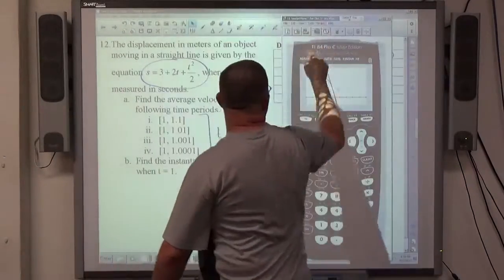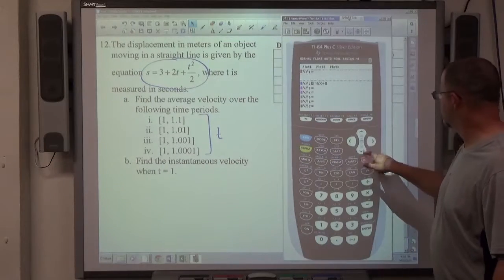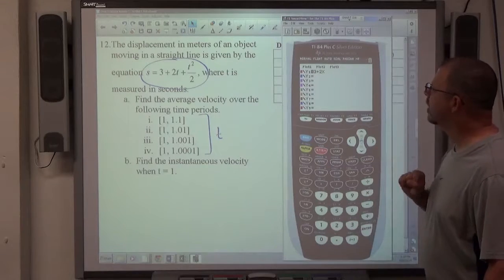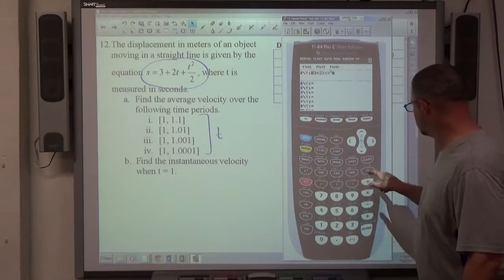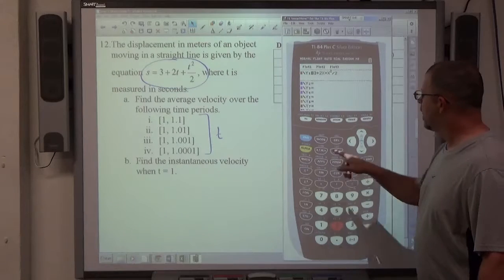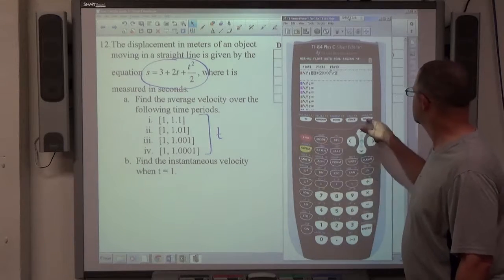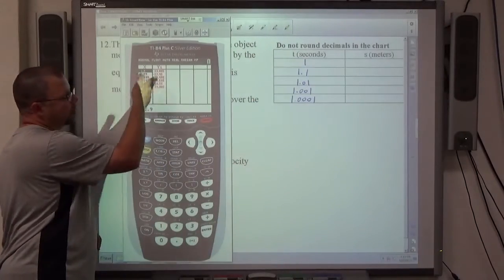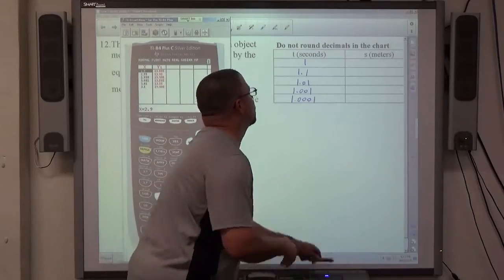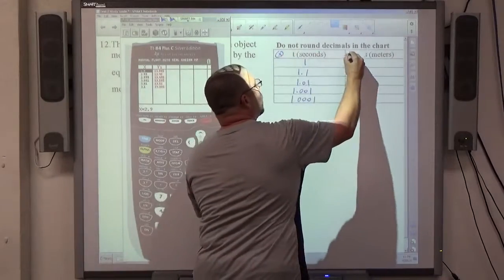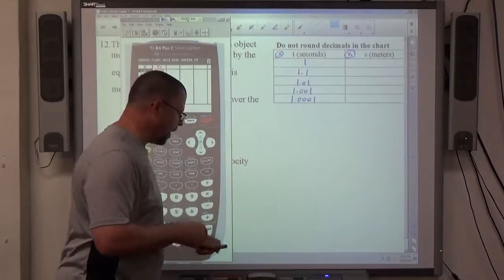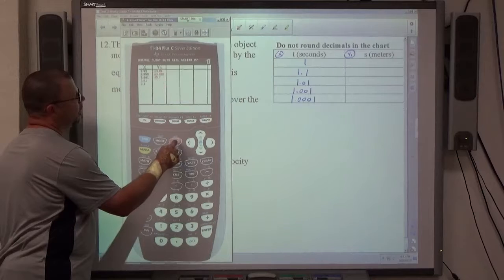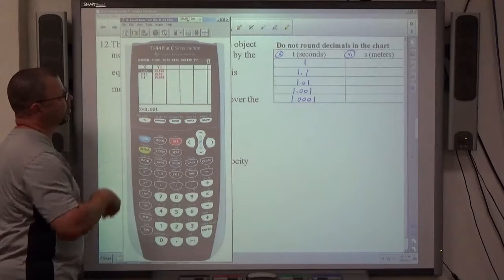So my equation I'm putting in for y1 is 3 plus 2x plus x squared over 2. And then I'm going to go to my table, and I'm going to put in my t values, which are x for this, y is s. So as far as my calculus is concerned, this is x and this is y1. You just have to know that. That's how your calculator thinks. You can't change your calculator's thinking. So just know that it's portraying the same problem, it's just using different letters to represent it.